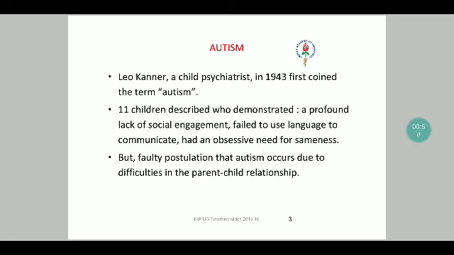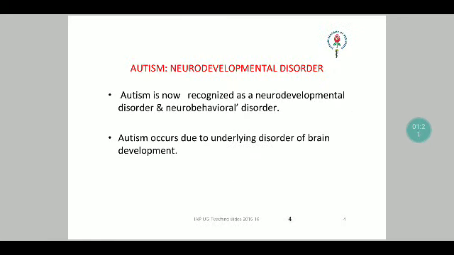But the term autism was first coined in the year 1943 by Leo Kanner, who was a child psychiatrist. At that time, he observed 11 children who demonstrated a profound lack of social engagement, were unable to use language to communicate, and at the same time had an obsessive need for sameness. But there was a faulty postulation that autism was a result of difficulty in the parent-child relationship, which has been proven not to be true in subsequent years.